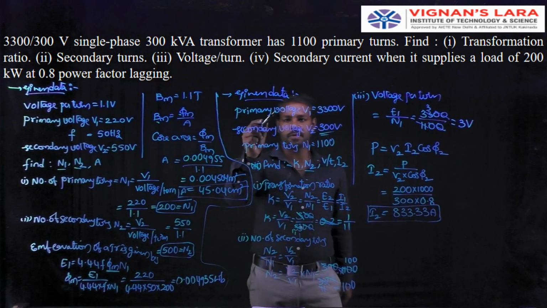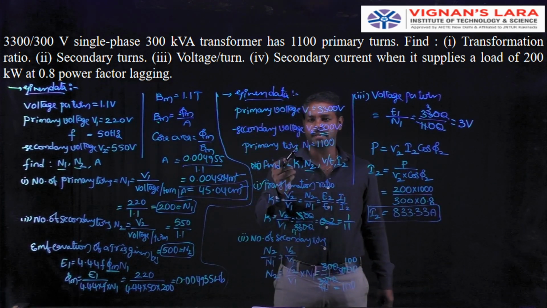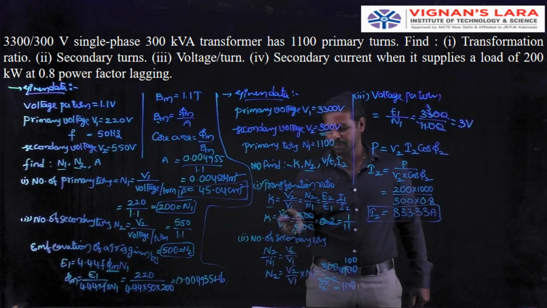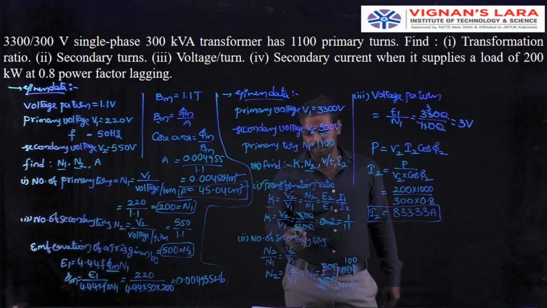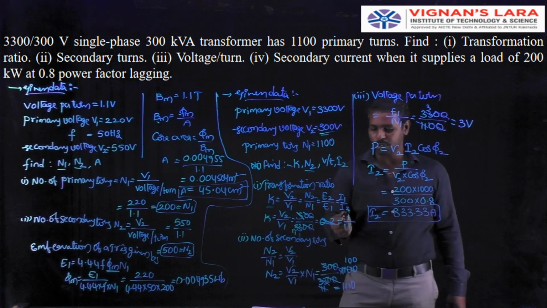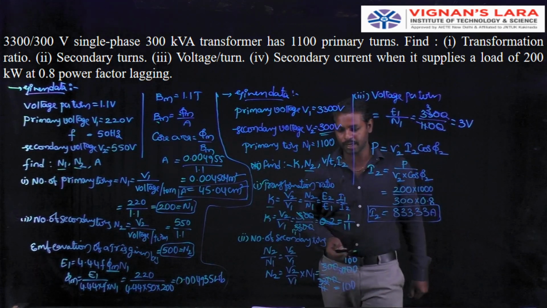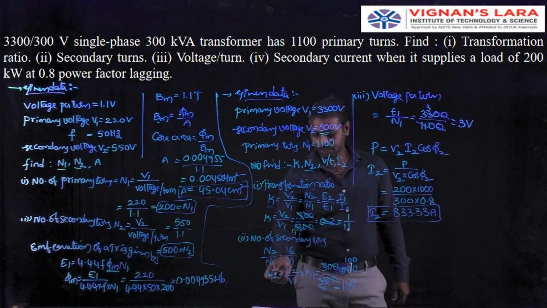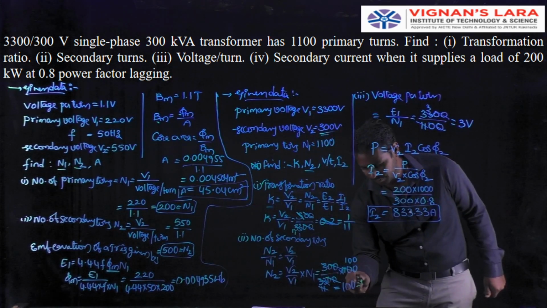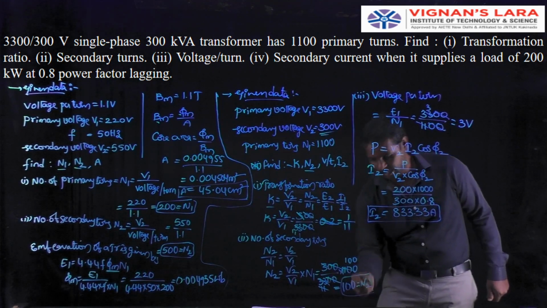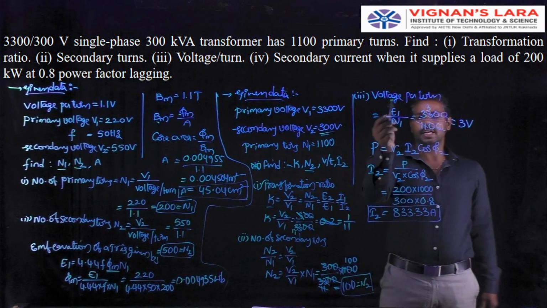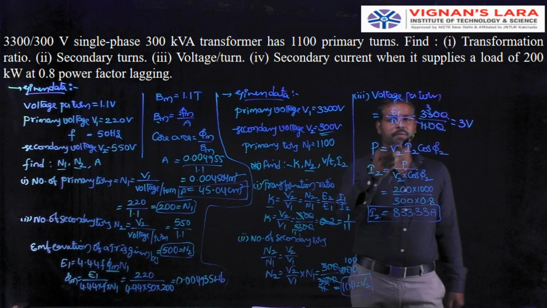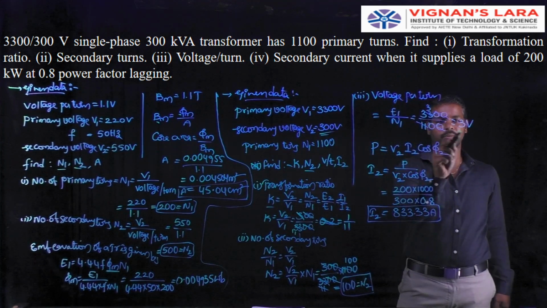So first, primary voltage, secondary voltage and primary turns. Based on these three parameters, we can find the transformation ratio, which is V2 by V1, 300 by 3300, is equal to 1 by 11. Secondary turns: N2 by N1 is equal to V2 by V1, so N2 is equal to 100 turns. The third one is voltage per turn: E1 by N1 or V1 by N1 is equal to 3300 by 1100, is equal to 3 volts.